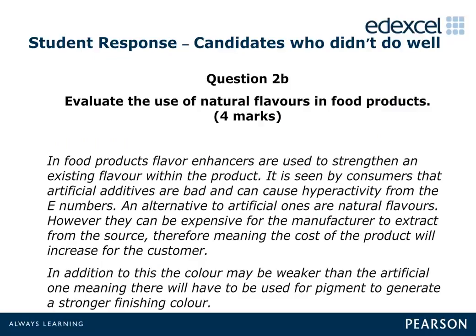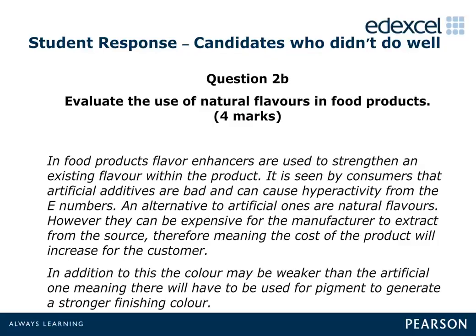We are now going to look at some questions where students performed less well and consider the reasons for this. Question 2B asks candidates to evaluate the use of natural flavours in food products. There are 4 marks available in this question. The command word, evaluate, requires consideration of the advantages and disadvantages.